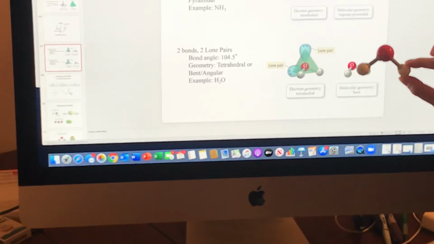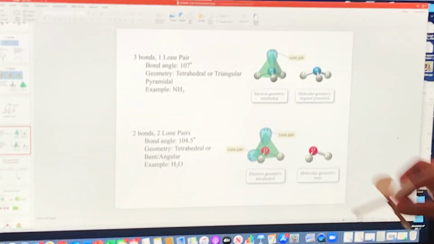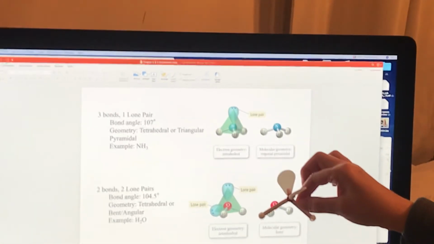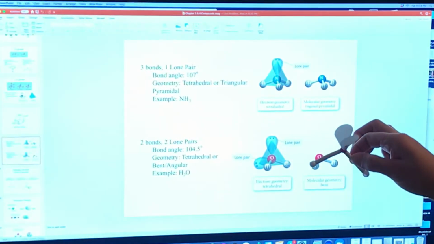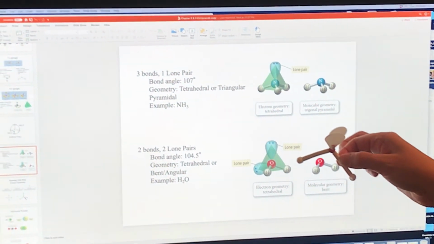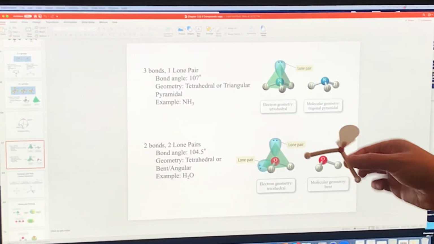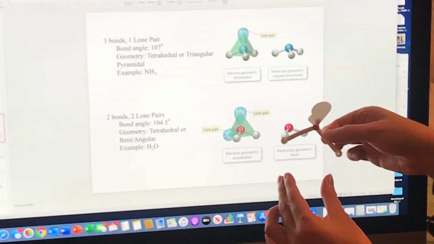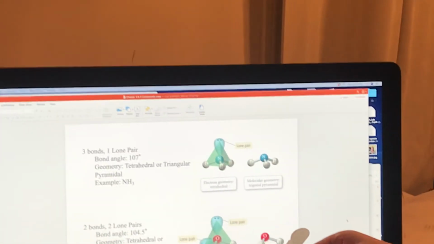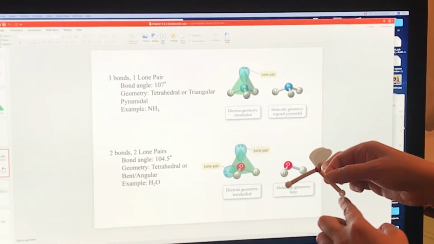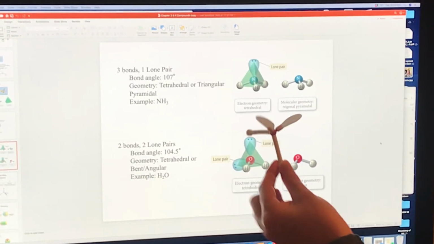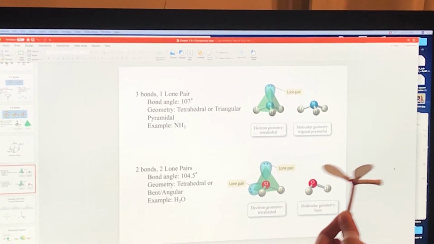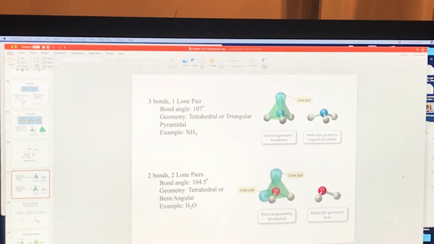But if we're looking at why the bond angle is 104 on this one instead of 107 or 109.5, it's because you have a second lone pair, and again, those guys take up a little more room than the bonding electrons, and it squishes this angle down. So we go from 109.5 to 107 to 104.5 on this one. So that's the explanation on those bond angles and what we call these shapes in this class.